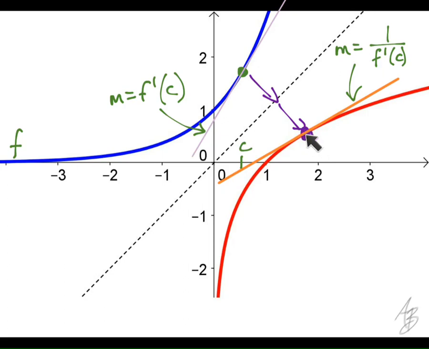How is C involved in this point right here? Is C the x value? No. No, this is the x value of C right here. So how is C involved in this point? It's the y value. So it's the value of the function at that point. So this right here is C there. And that's how it ties in to the slope here.